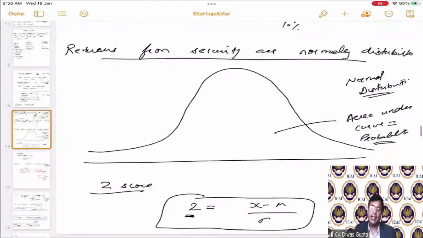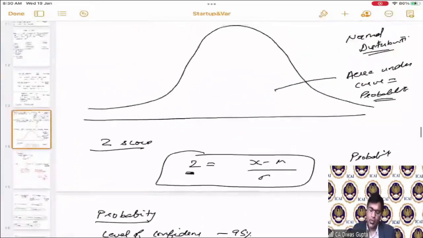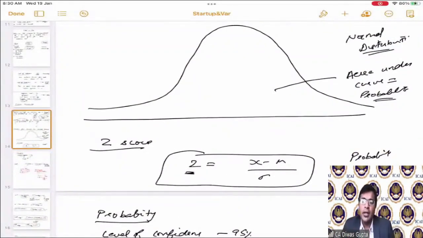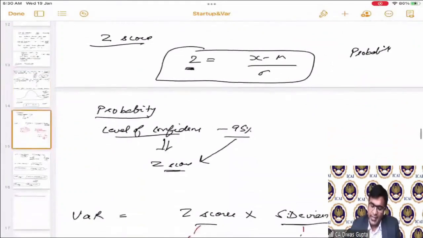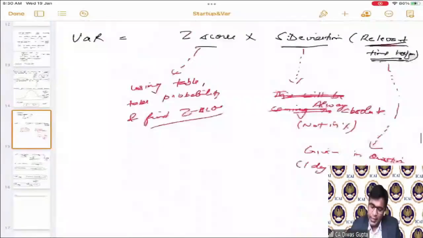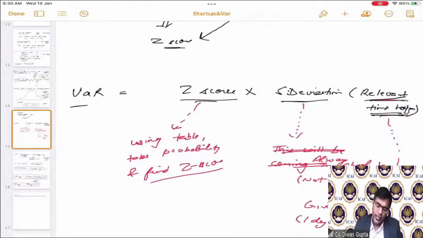We also studied that since the returns from the securities are normally distributed, we make use of Z score. So Z score will be derived from the normal distribution table. In the Black-Scholes model, using Z score, we used to find the probability. But in this, we already have been given the probability. Using probability, we will find the Z score. And that Z score will be used in the calculation of VaR.